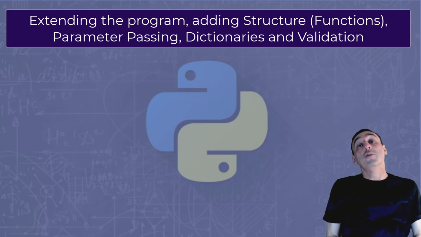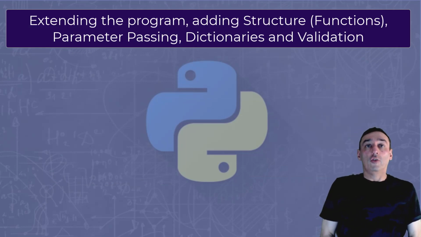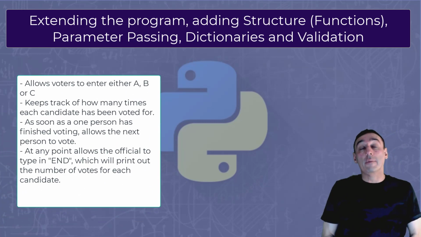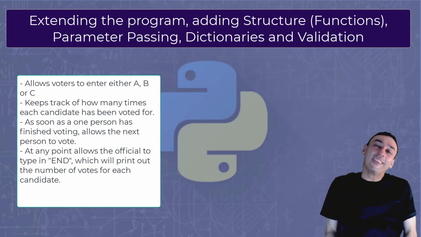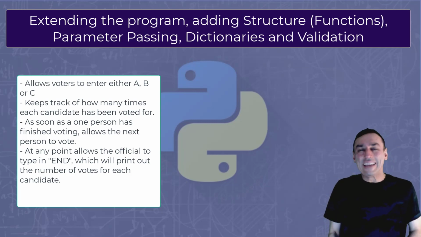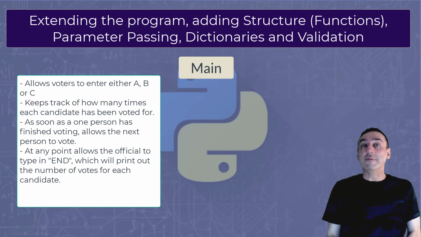So now we are going to extend the program to include functions, parameter passing, dictionaries and validation. Going back to the program as we started at the beginning, again we're going to allow the user to enter votes, keep track of those votes, and then when they input end, display the totals. So I'm going to take this program and break it down into a structure, into functions, starting off with a main function which will call all the other functions.